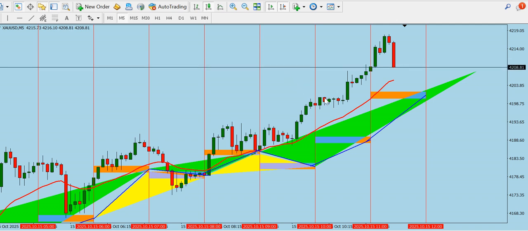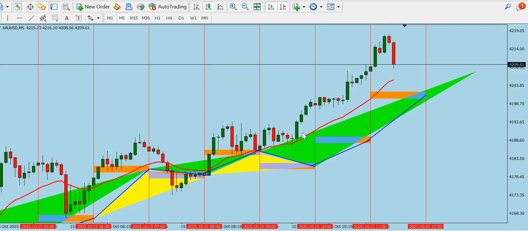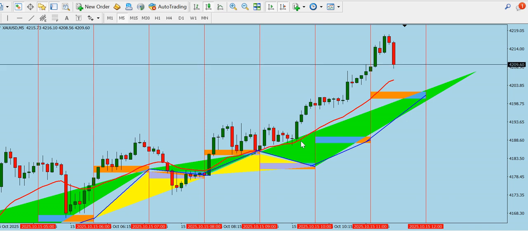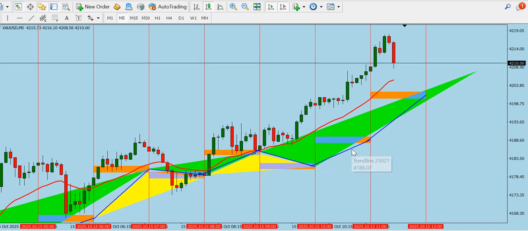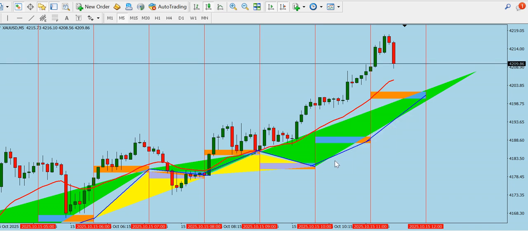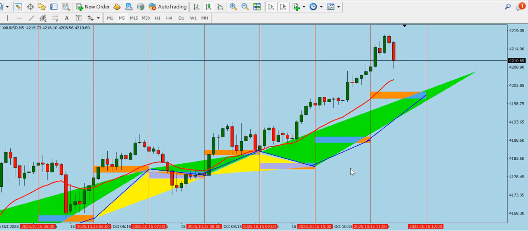Now, if you have price well above all the triangles, whether the yellow or green or lime colored triangles, that means you can buy. And if you have price dropping below all triangles, all diagonal lines, all the moving averages, that indicates you can sell.